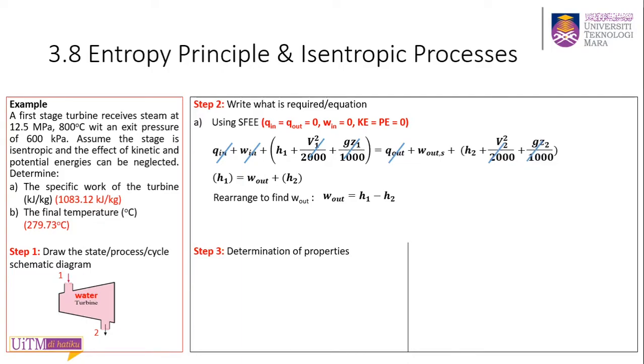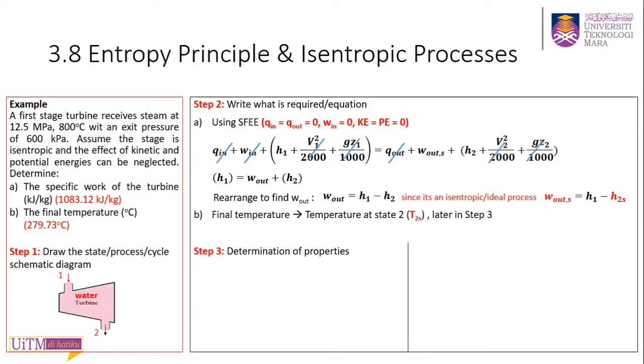Now, since this is an isentropic process, the specific work output and the exit state is denoted with the subscript S, which here means work out S and also specific enthalpy h2S. Since the exit is at state 2, for final temperature, we will find the temperature at state 2 and this temperature can also be called T2S. In other words, the ideal temperature for state 2.